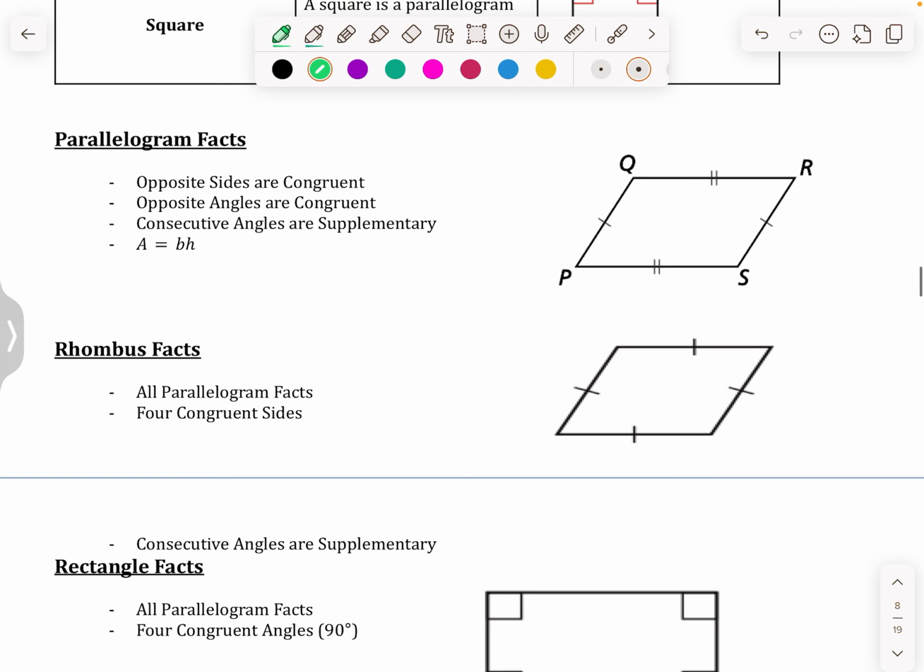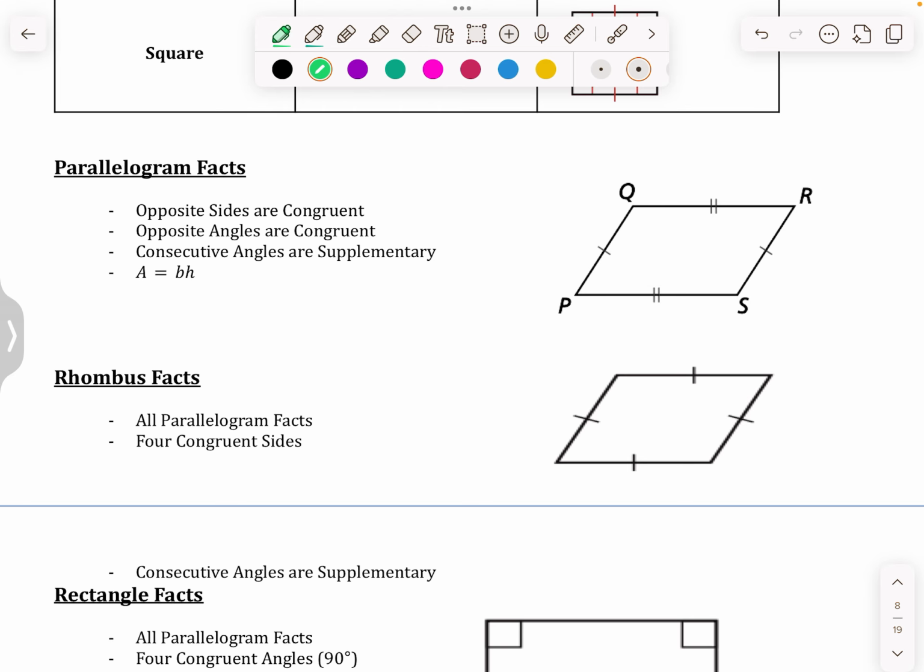Couple more parallelogram facts. So in all parallelograms, opposite sides are congruent. So we know that about rectangles, but that's actually true about all parallelograms. Because it's two sets of parallel sides, which means that they're equidistant apart for each pair. And so each opposite sides are congruent.